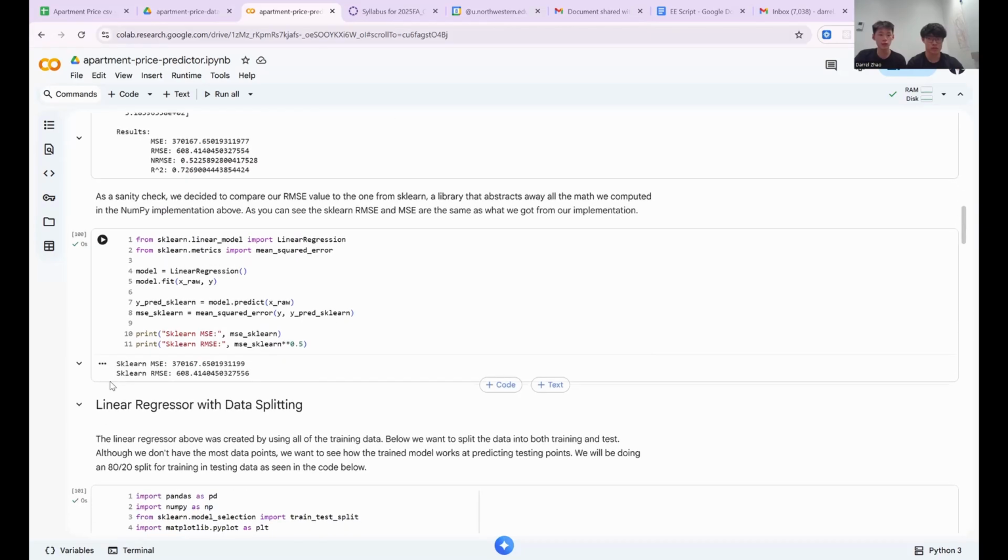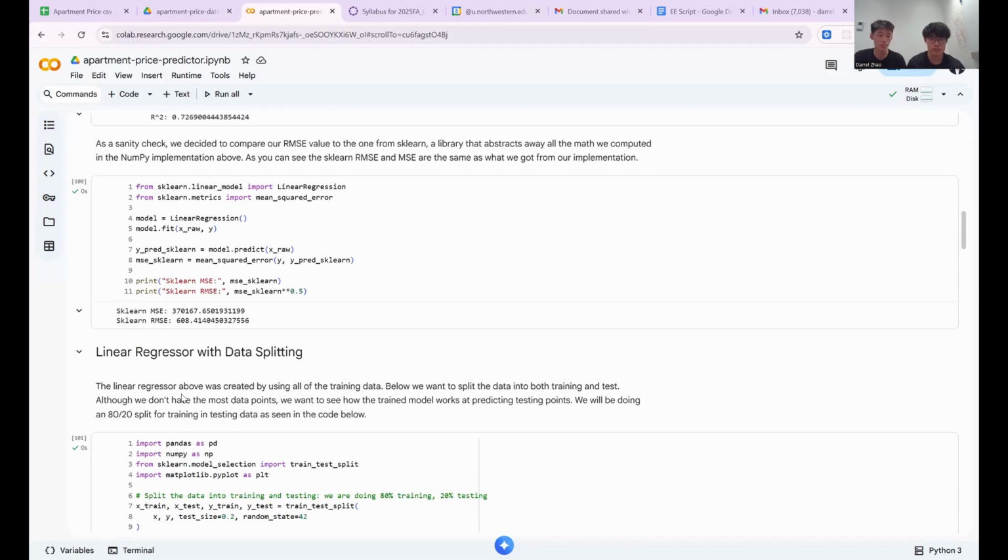And then for a sanity check, we just ran a linear regression using sklearn's imported library, and we can see we have the same results.